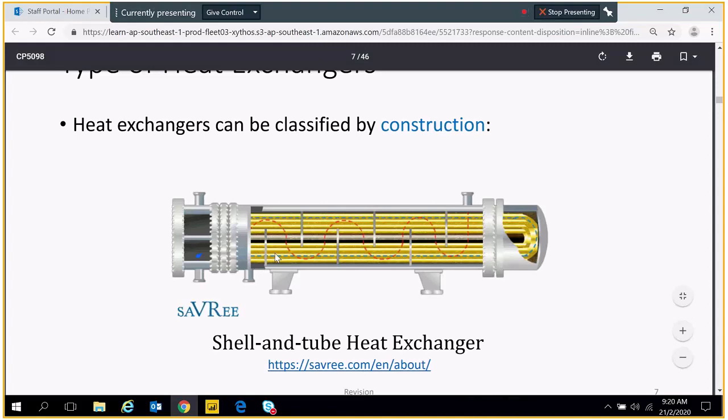So the fluid inside the tube cannot touch. There's no way the fluid inside the tube can touch the fluid outside the tube unless there's a leakage. In this case, there's no leakage. Therefore, the fluid will stay inside the tube. It cannot touch the shell fluid.